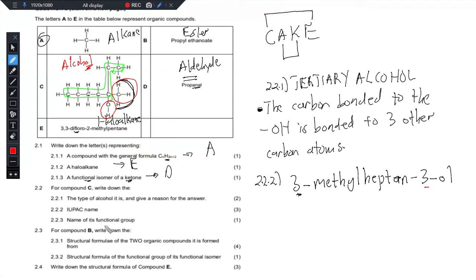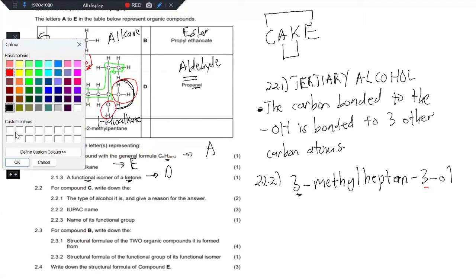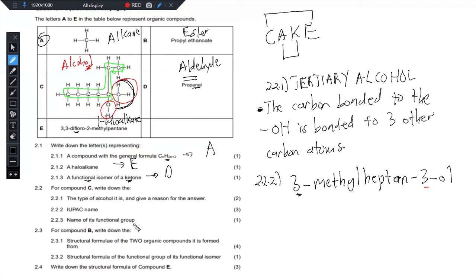Now they say name of its functional group. What is the functional group? What is the name of the functional group of an alcohol? We know it to be what? Hydroxyl group. It is very important that you know the functional group names, right? So for an alcohol, we say it's hydroxyl group. And then for an aldehyde, we say it's a formyl group. And then for your carboxylic acids, carboxyl group. And then for your ketone, it's carbonyl group, right? So make sure that you know those.